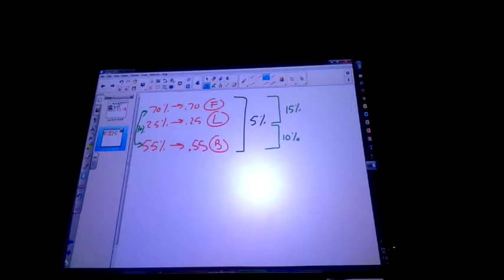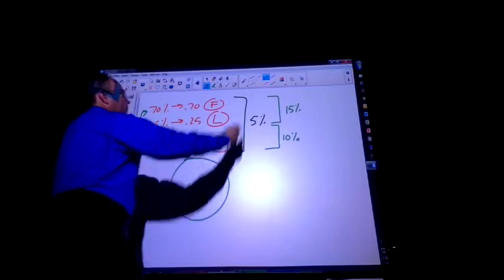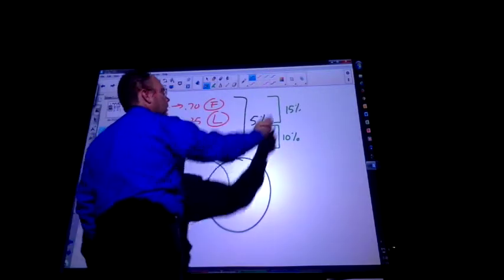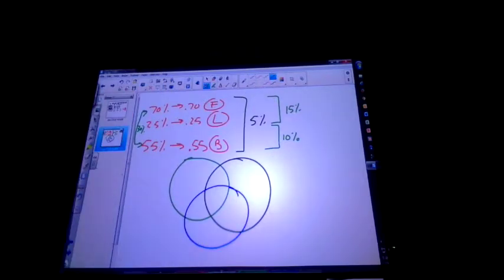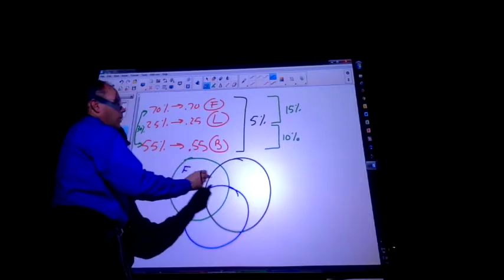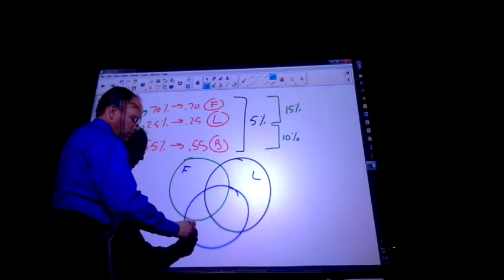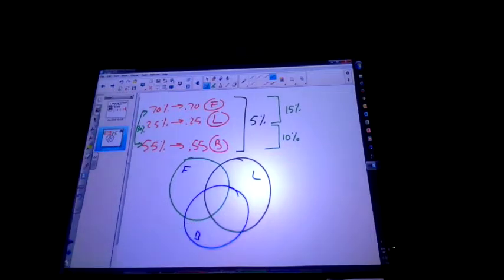Okay, so let's create a Venn diagram with 3 circles. I have circle 1, circle 2, and circle 3. I have the intersections of each pair of circles, and then the intersection of all 3. We'll call this one football, this one lacrosse, and this one basketball. Let's start filling this out.